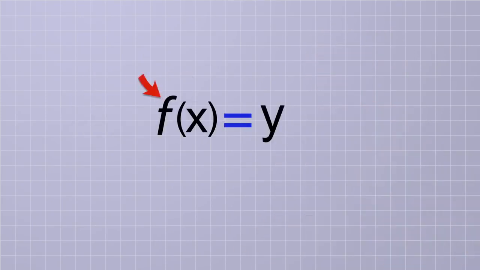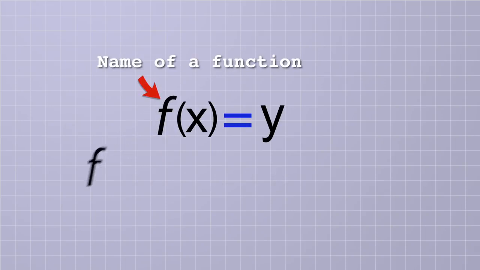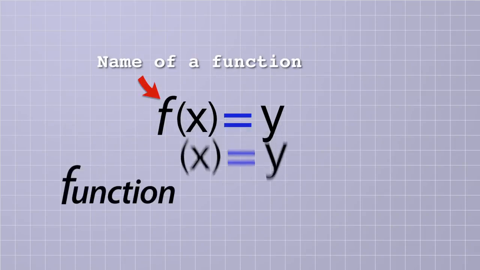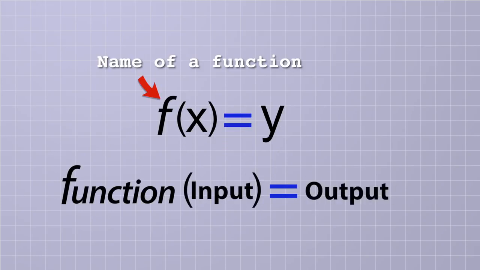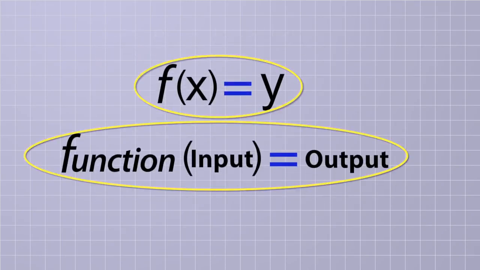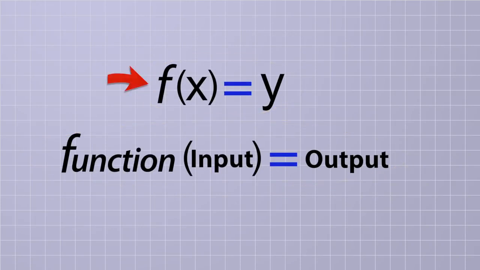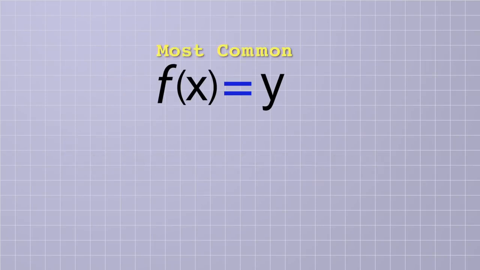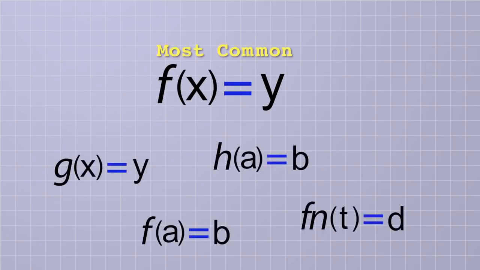In this case, f is not the name of a variable, and it's not being multiplied. Instead, f is the name of a function. It would be a lot more clear if mathematicians just used the entire word function as the name, and then used the names input and output instead of x and y. These two notations mean exactly the same thing. But the first one uses an abbreviation for the function name and standard variable names for the input and output. These are the most common names, but you could use others if you wanted to.